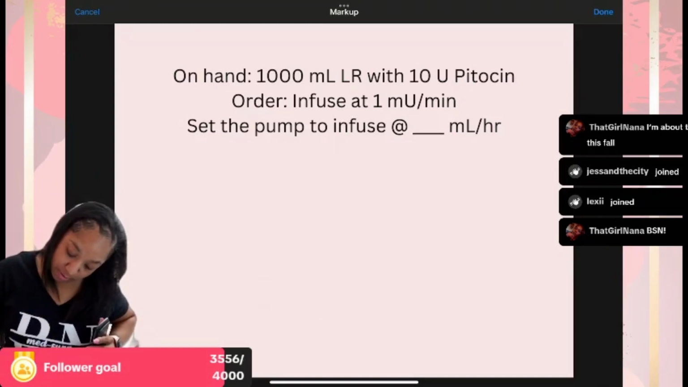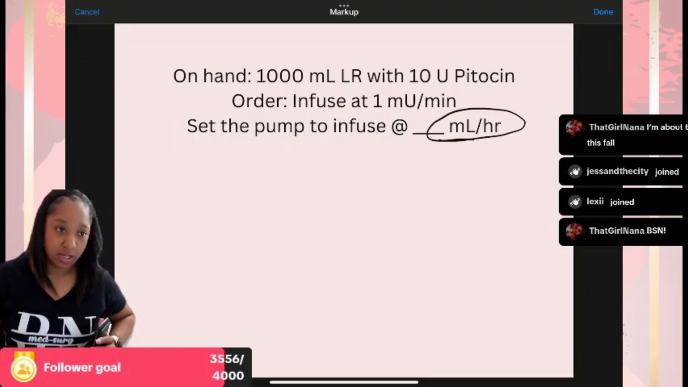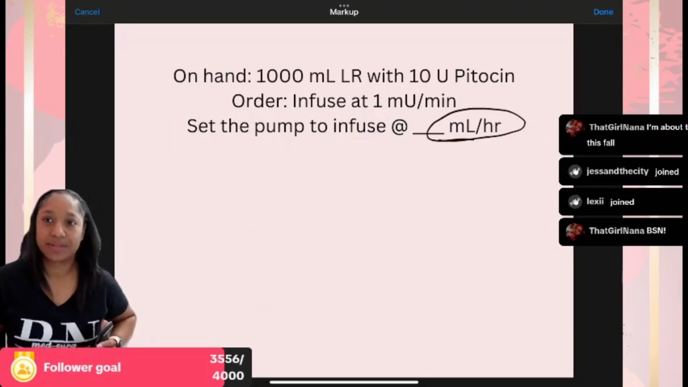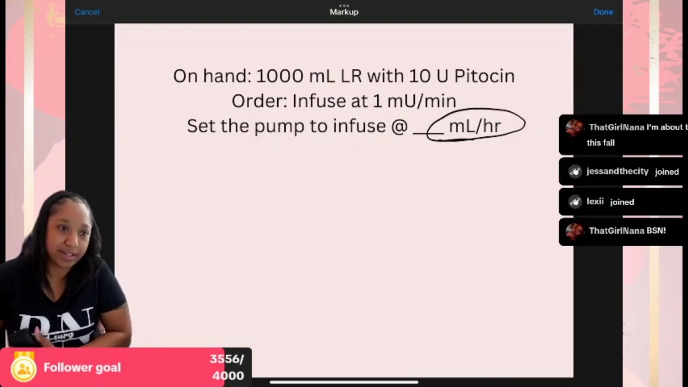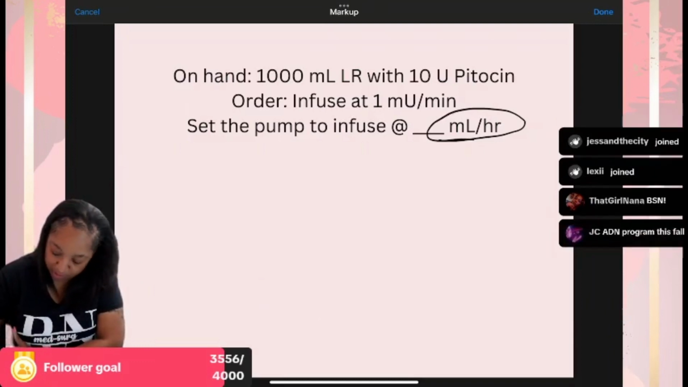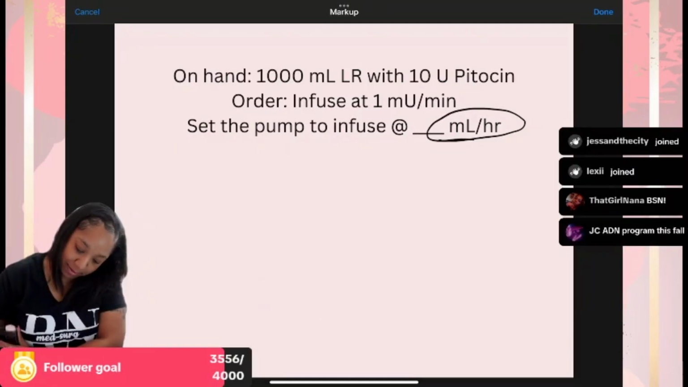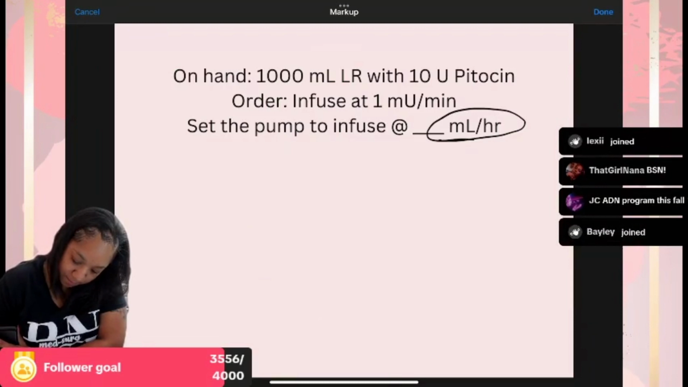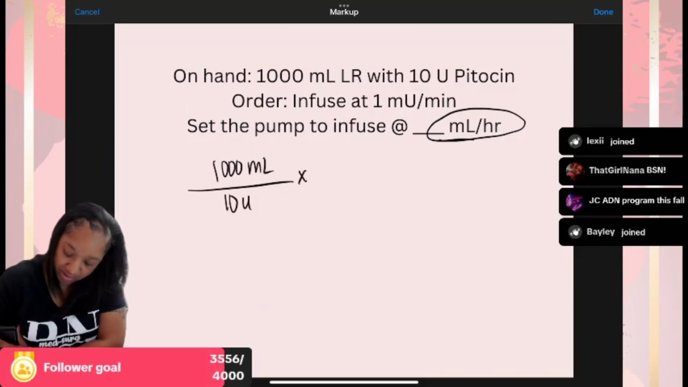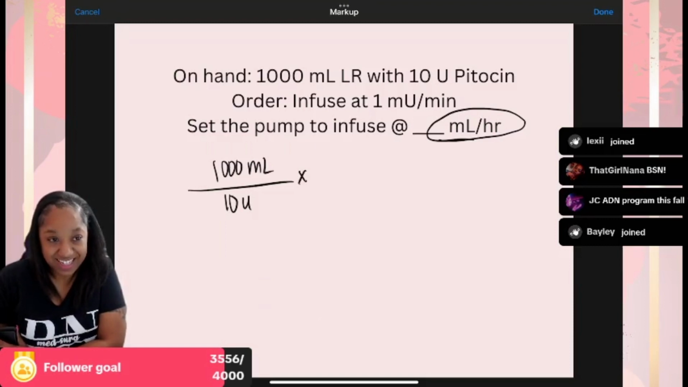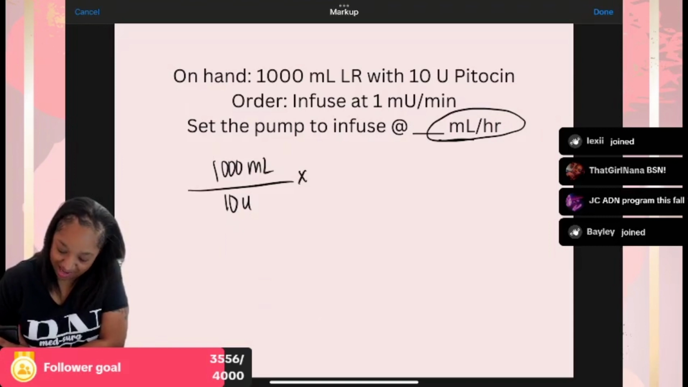We're going to start with what we're looking for. BSN, awesome. Congratulations, I'm really proud of you. I'm proud of all of you. Y'all got this, alright? Boom, milliliter over hour. So we'll start with 1,000 milliliters over 10 units, okay? Then ADN, all right, cool beans.